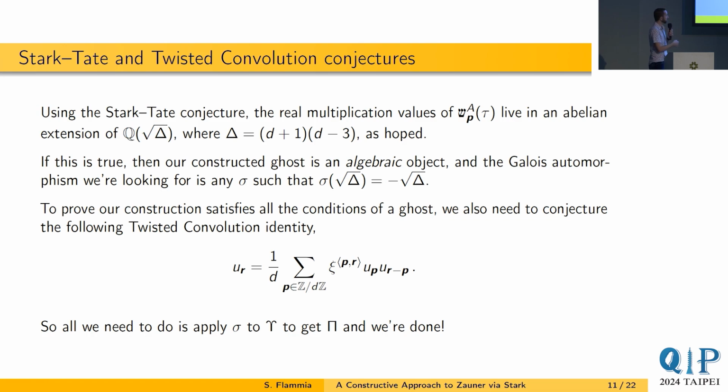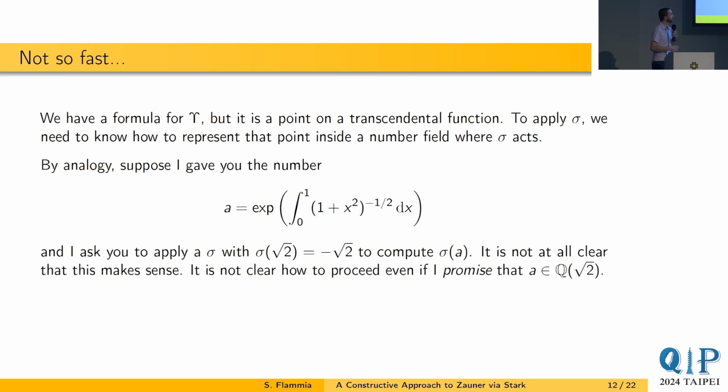So it sounds easy, right? All we need to do is, we've got a construction for this. I wasn't very explicit about it, but I claim that we can do that. All we need to do is just apply this Galois automorphism to this thing and we get pi and we're done. Not so fast. We have a formula, but it's of the form of a transcendental function evaluation. And in order to apply sigma, we need to know how to represent it as a point inside a number field where sigma acts. So let me give you an analogy to understand why this is hard.